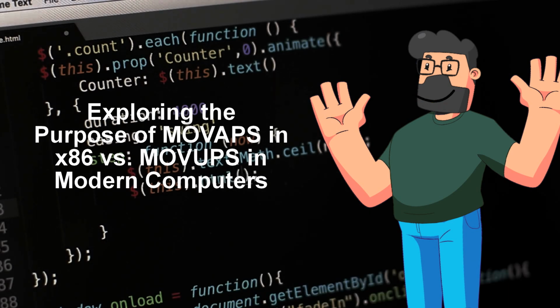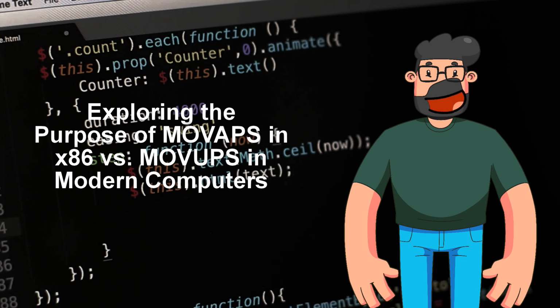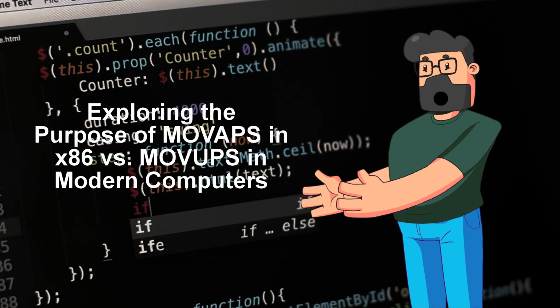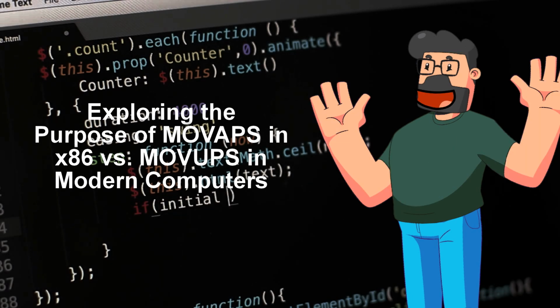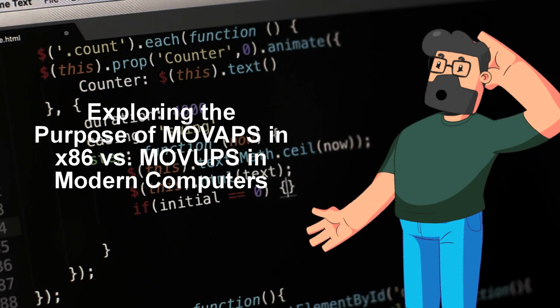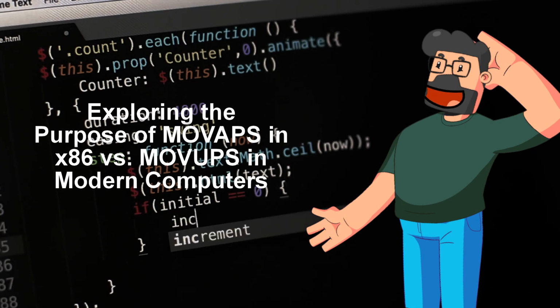Today's video dives into an interesting problem that arose while coding a memset function for an embedded system. The problem revolved around the usage of MOVUPS and MOVAPS instructions, both providing similar performance results despite one requiring aligned memory. This led to the question of the purpose behind these instructions and their counterparts MOVAPT, MOVUPT, MOVCA, and MOVCU. Let's explore the solution to this puzzling problem.